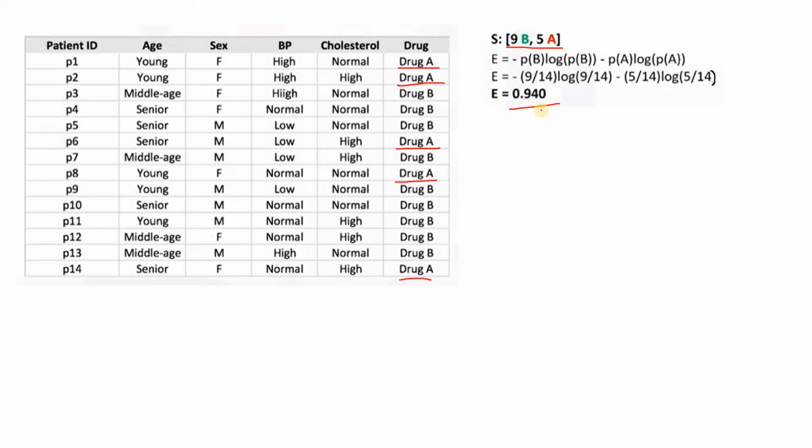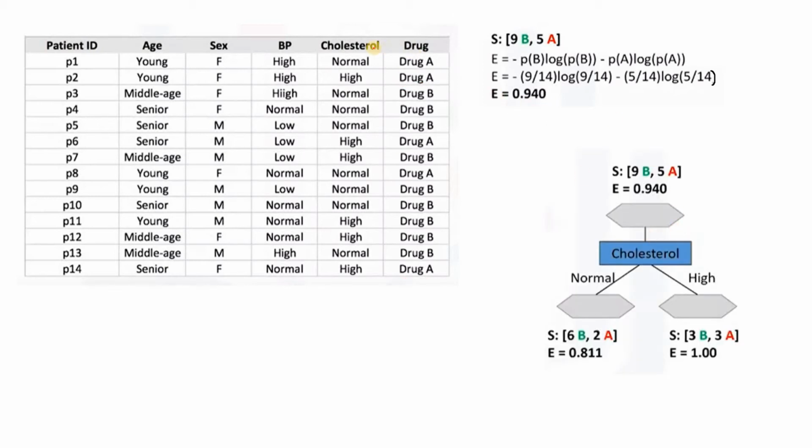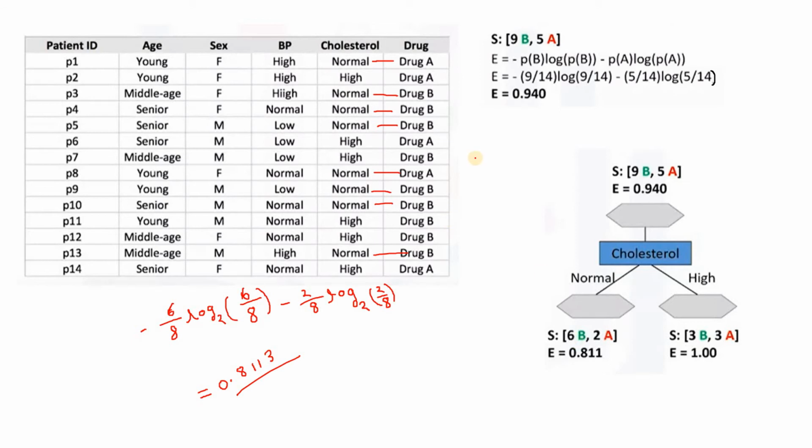Now suppose you have done splitting based on cholesterol, either normal or high. Normal you are sending to the left node, high you are sending to the right node. Now see, for normal, how many drug A and drug B? Calculate that, and based on that you compute the entropy for this left node. Similarly for high, whatever sample data points come, for that you compute the entropy. So see here, normal is present here, here, here, here, here, here, here and here.